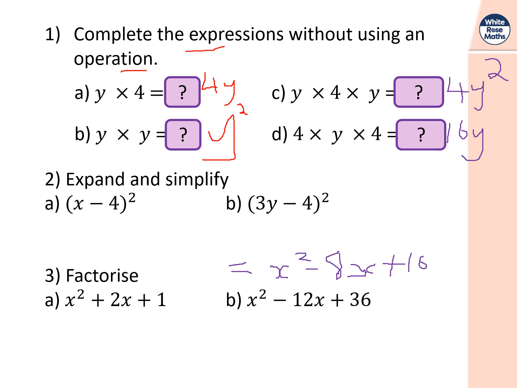For part B, again, expand and simplify, 3y minus 4 all squared. Remember, if you're squaring it, you're timesing it by itself. So it's a double bracket. A common misconception is that students would write down 9y squared plus 16, which is partly true, but it misses out the middle term. Remember, if you square everything within a bracket, then everything inside the bracket is being times by everything in the other bracket, subsequently, using FOIL.